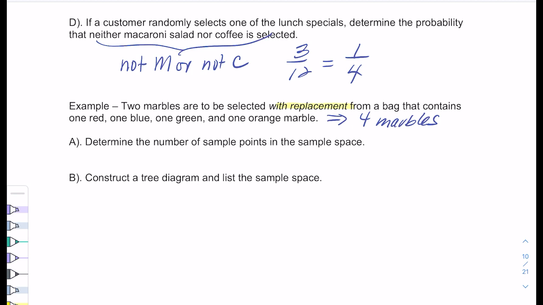So in your first set, you've got 4 marbles to choose from. You pick one and then you put it back in the bag. So there's still 4 marbles in there. So 4 times 4 gives you 16. There's 16 sample points in the space.